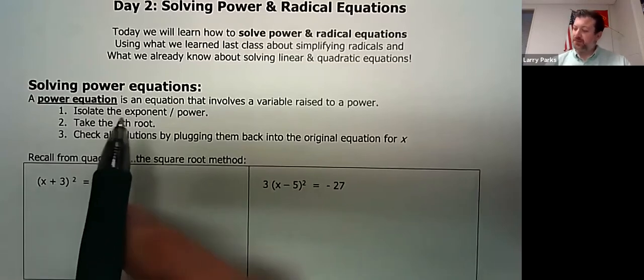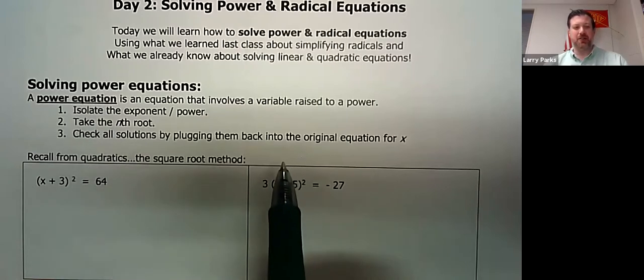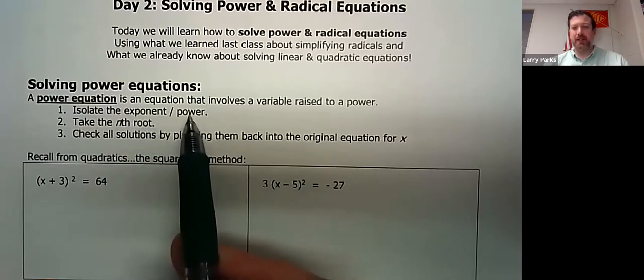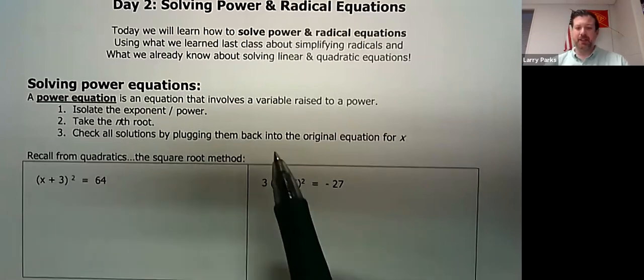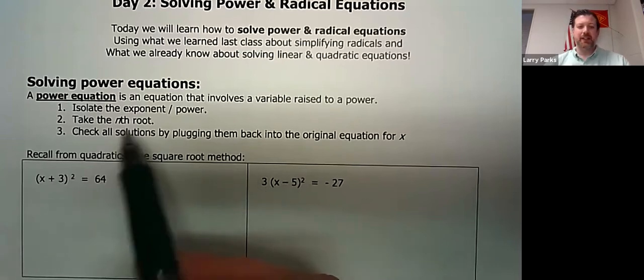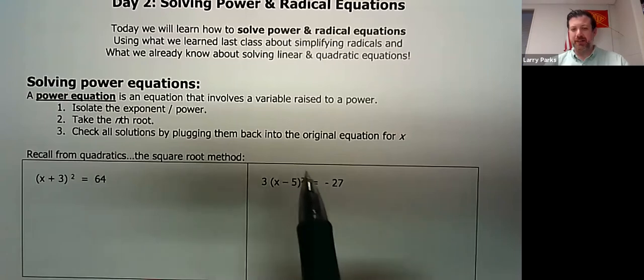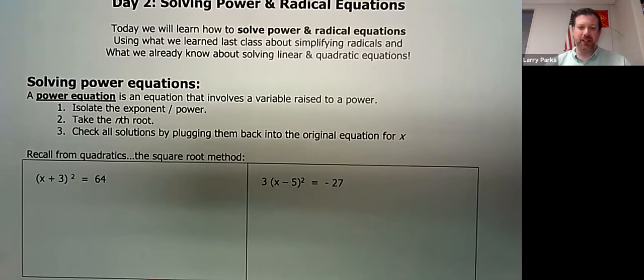So how do you solve a power equation? These are power equations. You isolate the exponent and power. This one's already isolated. This one is not. I need to get rid of the 3. And then you take the nth root. If it's raised to the second, you take the square root. And then you should always check your answers because sometimes you get extraneous solutions.